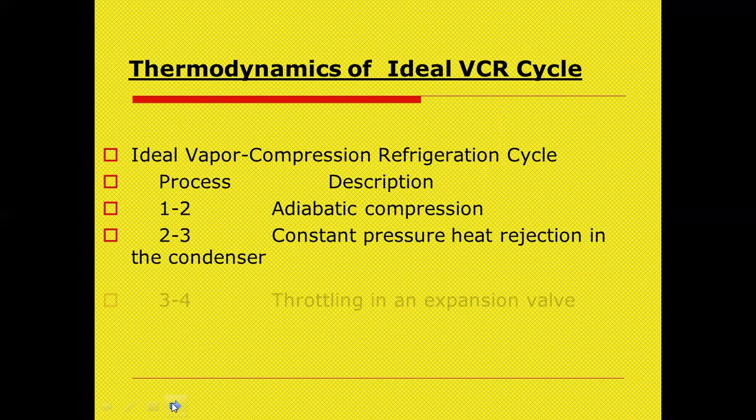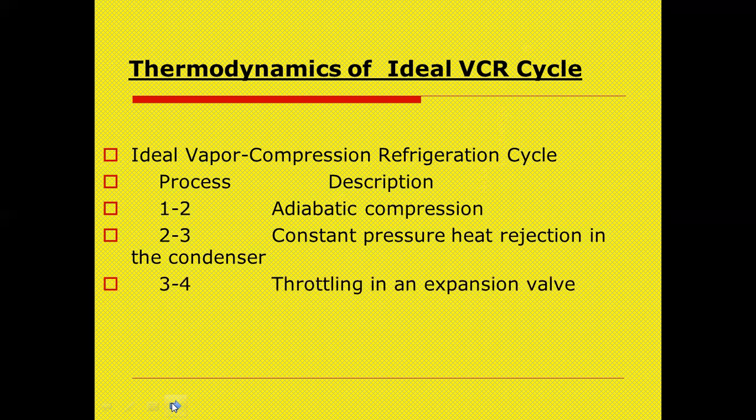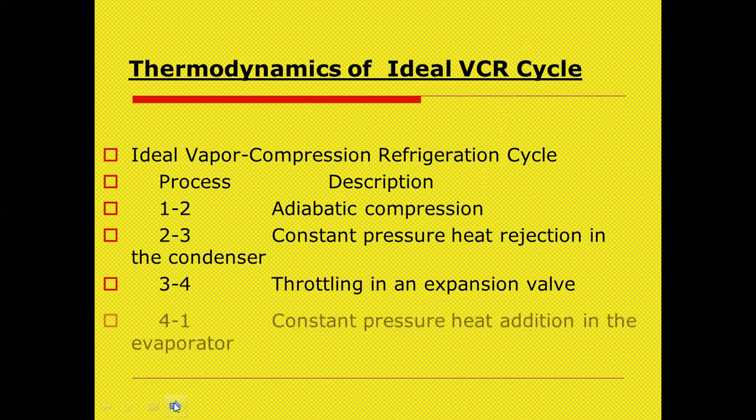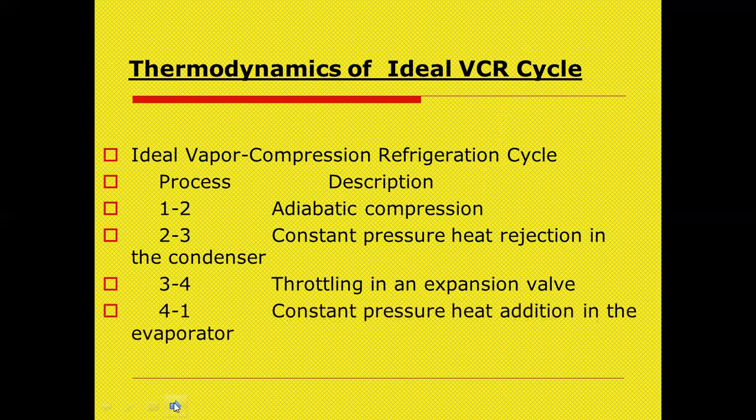Third one is 3 to 4, throttling in an expansion valve, changes happening in the expansion valve. Next, 4 to 1 is constant pressure heat addition in the evaporator. So these are the thermodynamics of the ideal vapor compression refrigeration cycle. Understood?